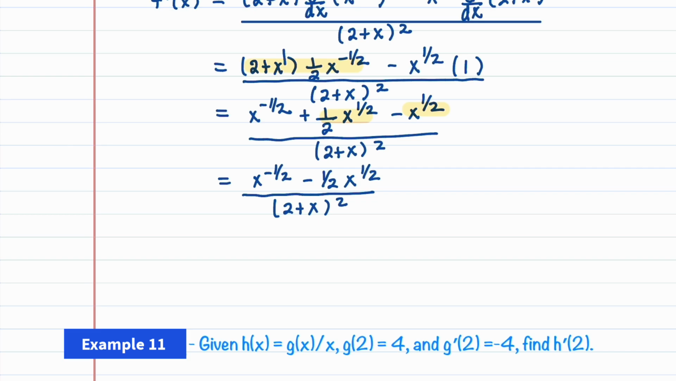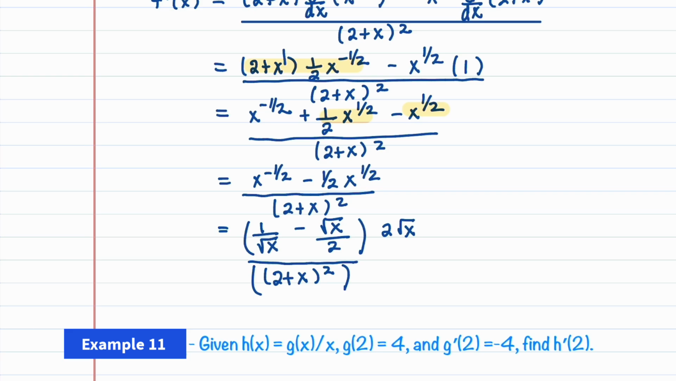I think it's going to be easiest to simplify our numerator if we rewrite it in terms of square root of x. Let's write this as 1 divided by root x minus root x, all divided by 2, all divided by 2 plus x quantity squared. I think the easiest way to simplify this is if we multiply the top and the bottom by 2 root x. That is just going to clear out the fractions that we have in our numerator.